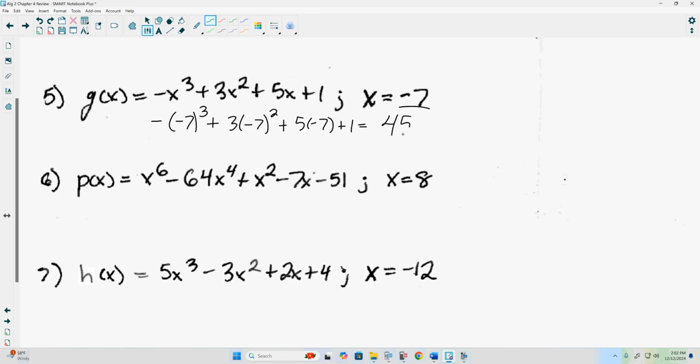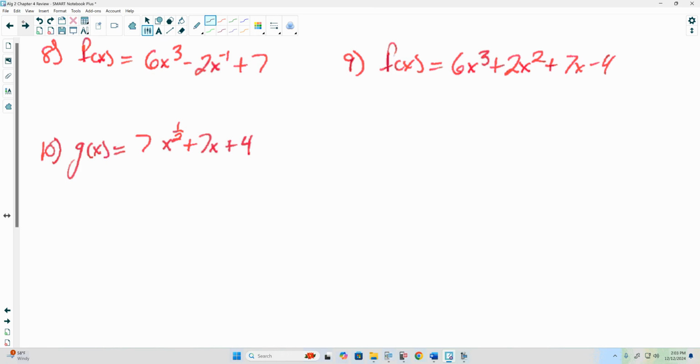So the answer is 456. That's all we have to do on 4, 5, 6, and 7. We just plug that value in for x and see what it equals. And the AMI is 1 from each section. The video does have all of them, because if Friday wasn't an AMI day, I would have gone through the whole review sheet, but we just don't have time.